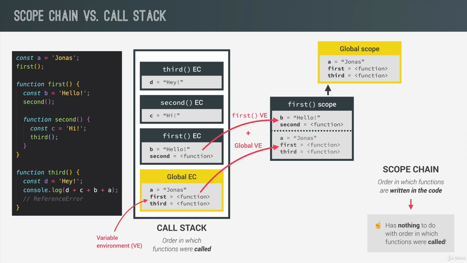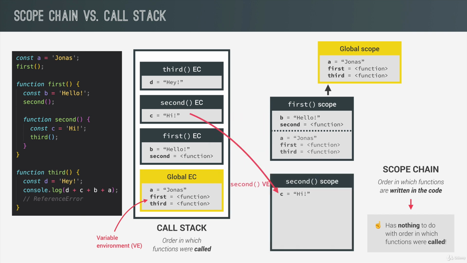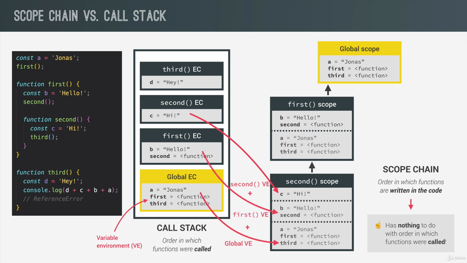Now, moving on to the second function. Once again, its scope is equal to its variable environment. Also, it's lexically written within the first function, and so of course, it will have access to all its parent scopes as well. So we can say that the scope chain in a certain scope is equal to adding together all the variable environments of all the parent scopes. And so this is how scope and the scope chain are built in the JavaScript engine behind the scenes.